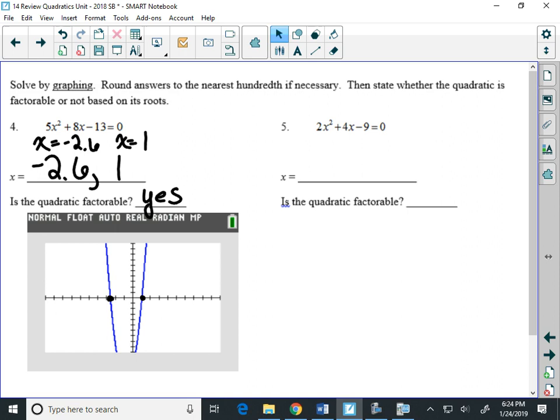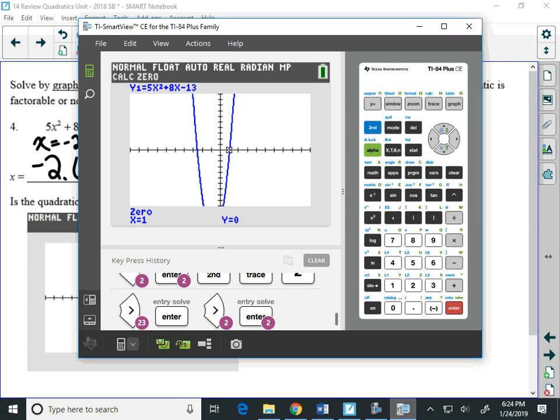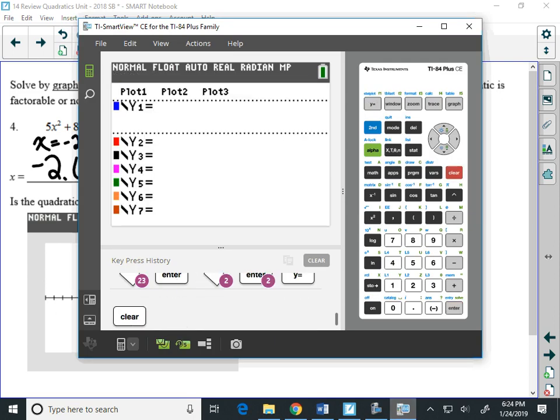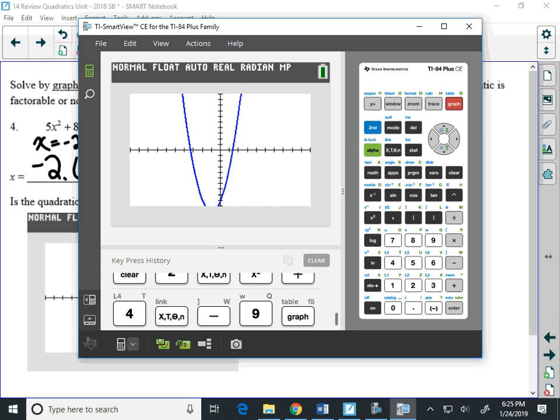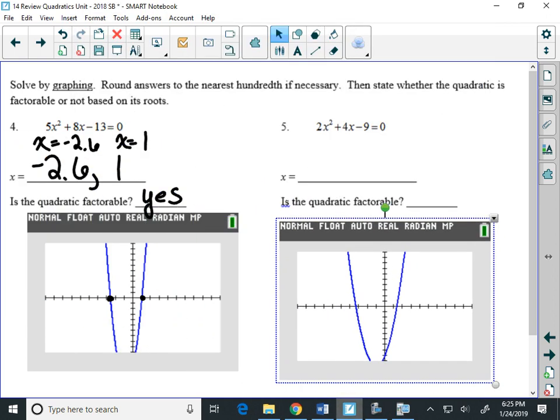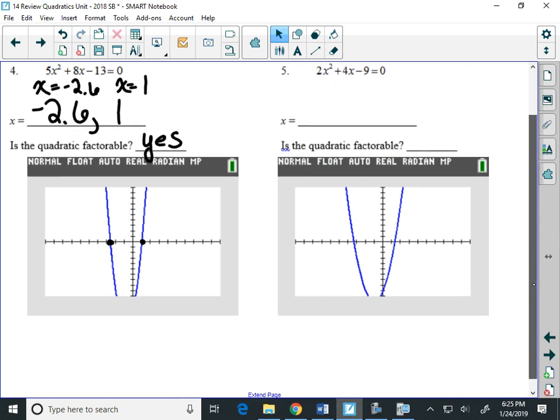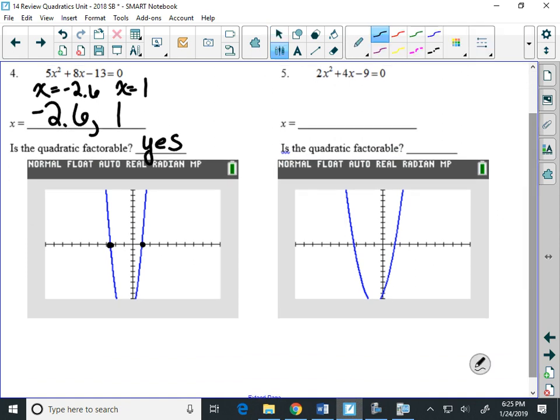As we try it one more time, we're going to go back to y equals, clear that out, and type in our second function here, which is 2x squared plus 4x minus 9. Hit graph. And again, we don't have to be able to see the whole picture, but what we do need to see is where the graph crosses the x-axis, because that's what we're looking for when we solve this. The solutions are x-intercepts, and once again, what we're looking for is what is this value, and what is that value there.